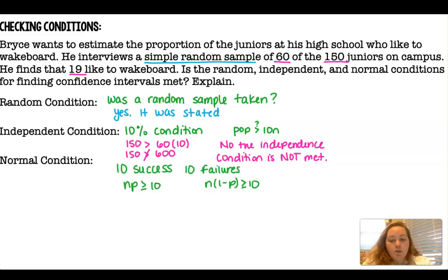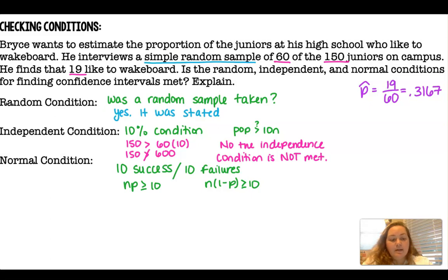And then the normal condition. It can either be stated that it's normal, or you can check that there's at least 10 successes and at least 10 failures. So n times p is greater than or equal to 10, and n times 1 minus p is greater than or equal to 10. So first I have to figure out what p is. p hat, which is our sample proportion, would be 19 out of 60. We took a sample size of 60, 19 of them said they like to wakeboard, which works out to be 0.3167. So that's what I'm using for p.